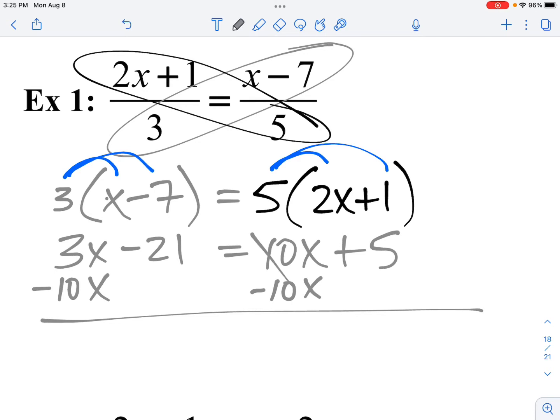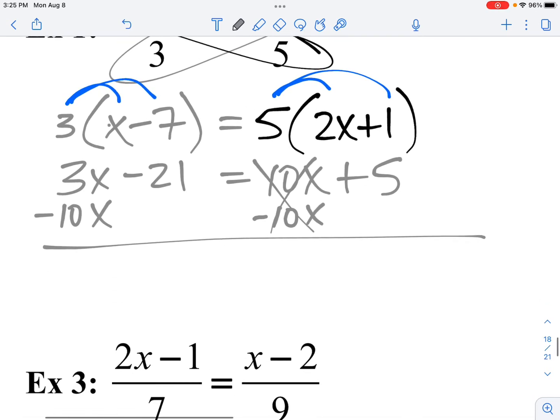But what I did do here is I can cancel my positive 10x and my next negative 10x, and I just get 5. I still have this 5, and it's positive, hanging out here. But I can combine like terms. 3 minus 10 is negative 7x, and I still have my minus 21. This looks like an equation that can be a lot easier solved.